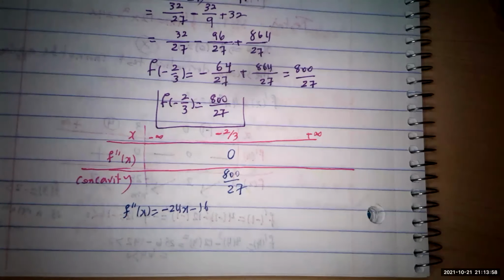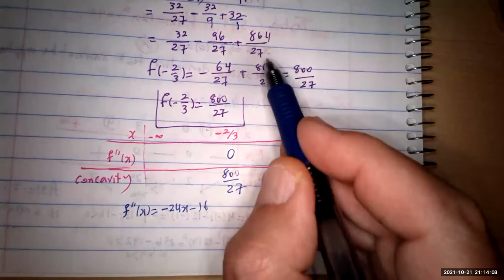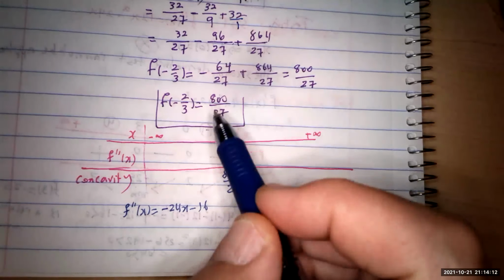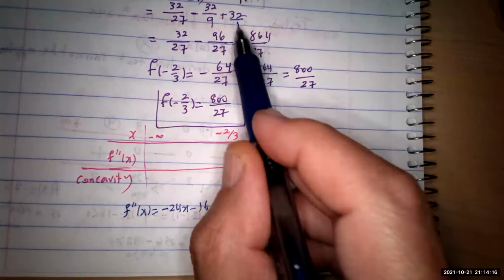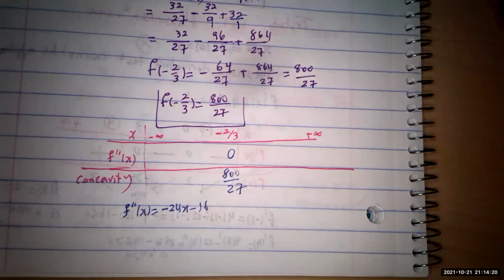What's the question? How did I get the common denominator? You see, this is 32 over 1. And I want the denominator to be 27. So I have to multiply the top and the bottom by 27. So the denominator is 27, and the top, 27 times 32, would be 864. Okay, to get your common denominator.